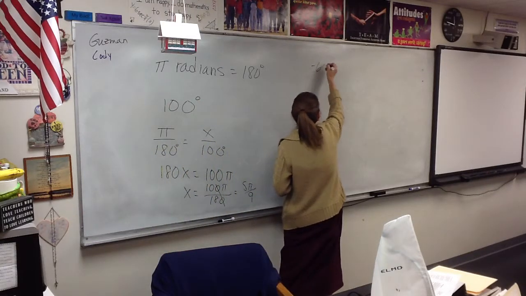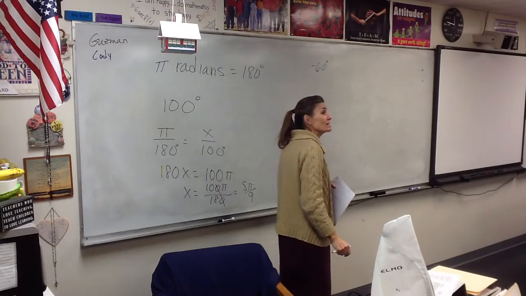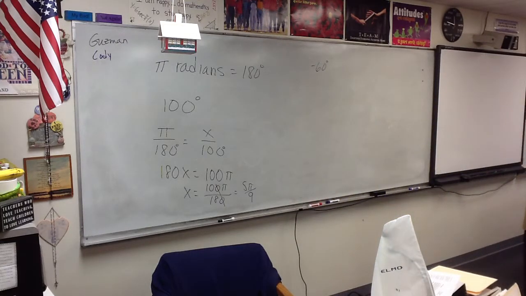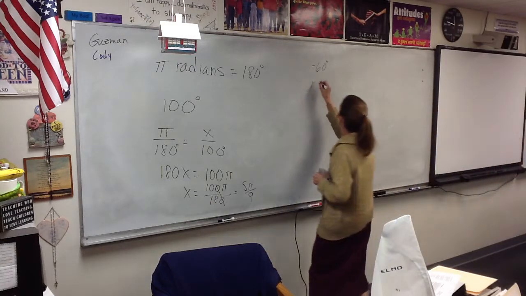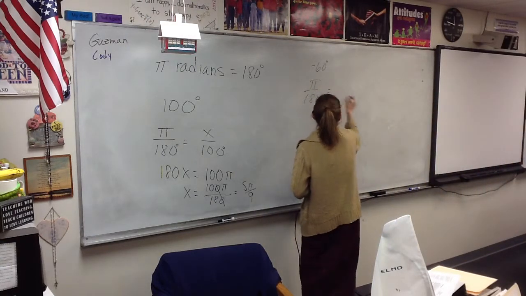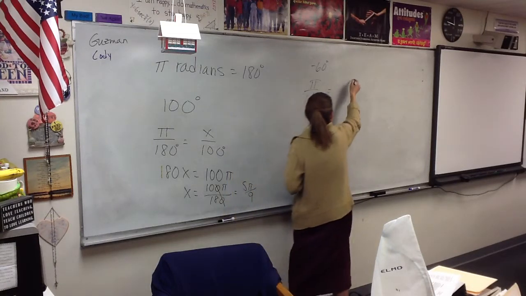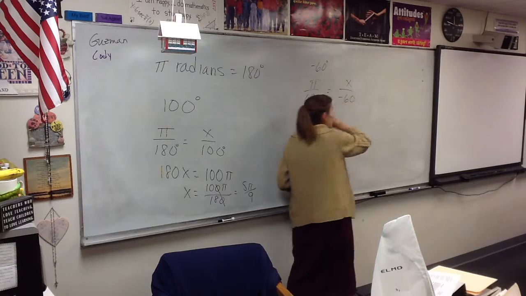Now I'm going to do negative 60 degrees. I'm going to do it exactly the same way, so I'm going to set up a proportion. What's that proportion going to look like? Perfect. I don't know who's talking, but you are perfect. Pi over 180 equals x over negative 60. Amazing.